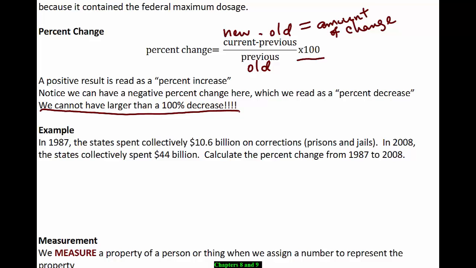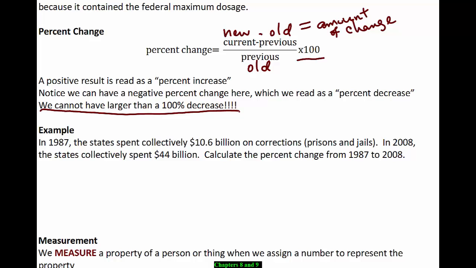If I say I had a 150% decrease in my salary, that's not possible. That means somebody took away more than all of my salary. Anyway, you can just memorize that you cannot have larger than 100% decrease. If anyone claims that they have any larger than 100% decrease, it makes no sense to think about it that way. Let's do an example.